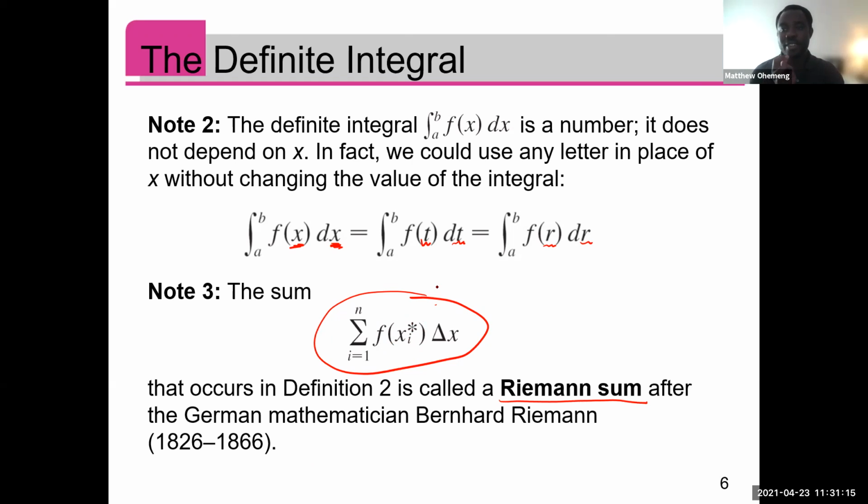So the definite integral is just a limit of what? A Riemann sum, kind of. Yeah, it's just a limit of Riemann sums. Please, anybody needs time here? Any questions?